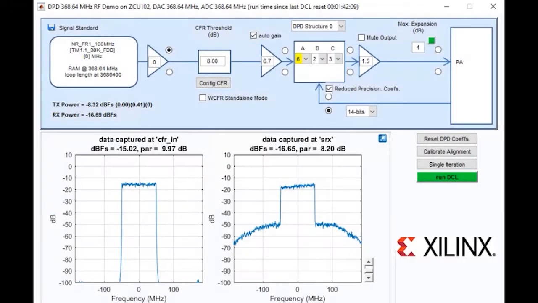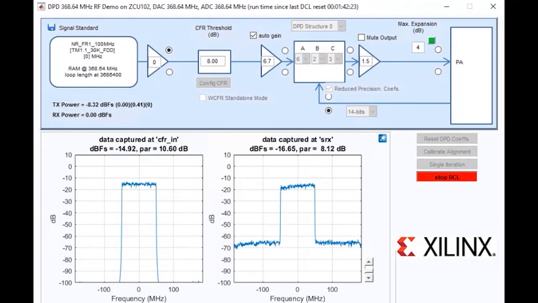So we repeat the test, but instead of LTE carriers, we're using one 100 NR 5G carrier here. So again, 100 megahertz instantaneous and occupied. We activate the DPD, and you can see the linearized performance in the trace on the right-hand side there, the feedback from the power amplifier.